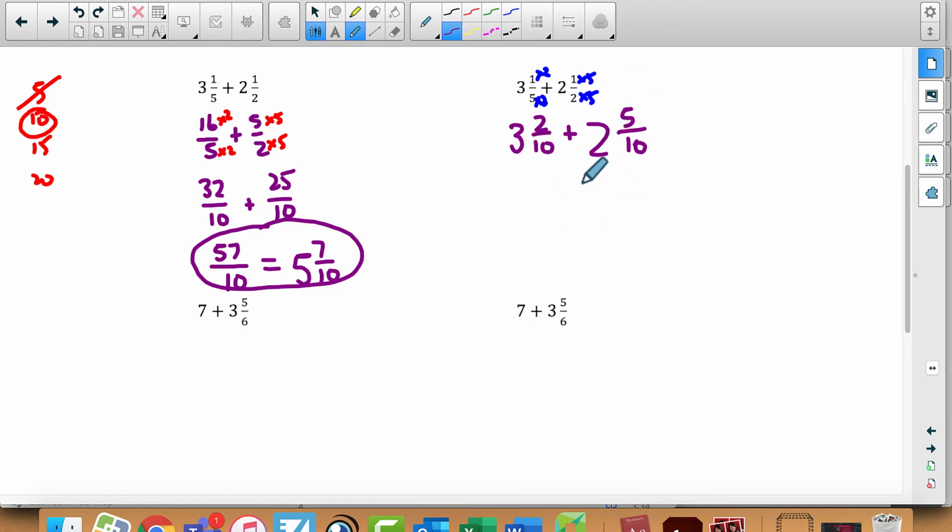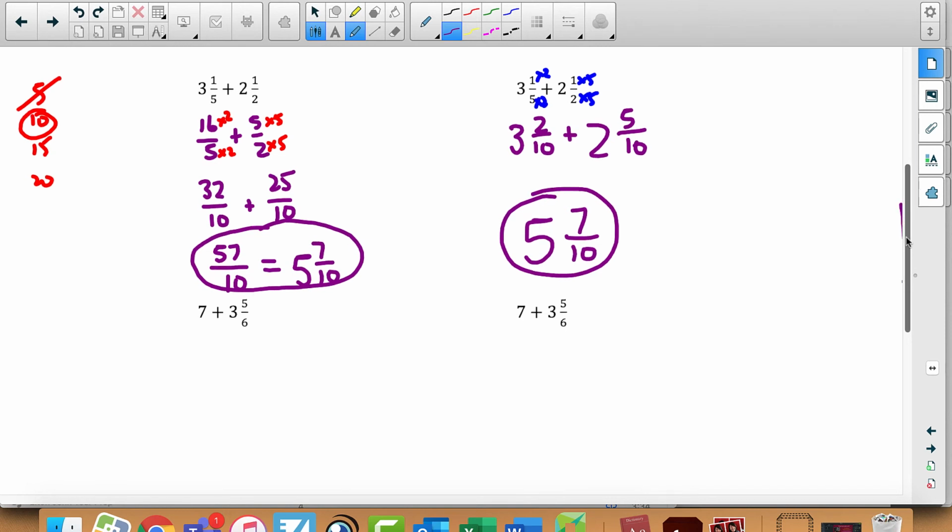3 plus 2, the big numbers, is 5. 2 tenths plus 5 tenths, well, the denominator stays the same, and 2 plus 5 is 7. And there you go, there's the answer right there. If you want, you can put it into improper. 5 times 10 is 50, plus 7 is 57 over 10. But I don't see why you would do that.